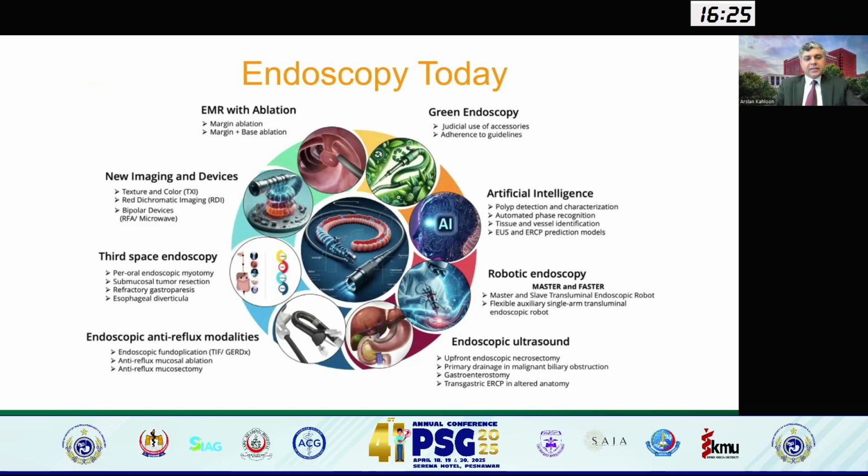information as well. Then the whole field of third space endoscopy has come about in the last 10 years and really has revolutionized some of the stuff that we do in terms of further advanced resections that we're now performing. Similarly, endoscopic anti-reflux procedures have really made it into the market. Multiple different kinds of procedures are now available that we're able to employ to help treat our patients.